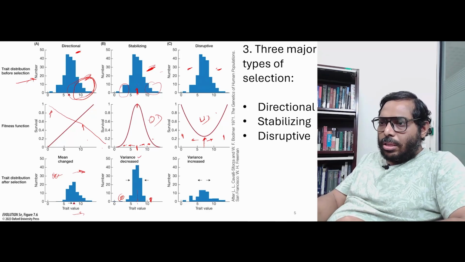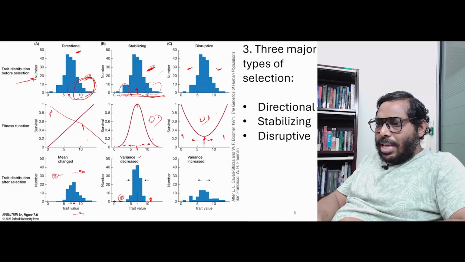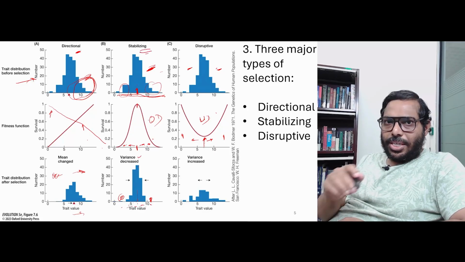In other words, the spread of the distribution which you are seeing over here is actually reducing, right. This is what is known as stabilizing selection.